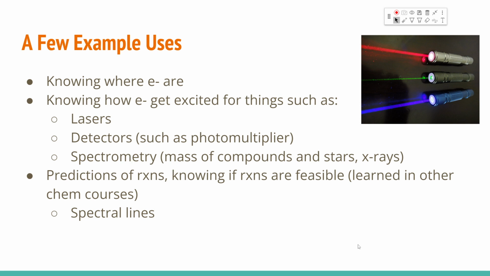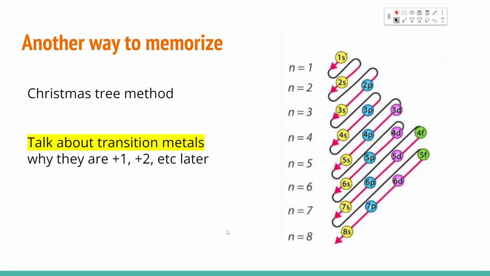So you'll learn why electron configuration is a thing, again, depending on what courses you take in college. A lot of it is interesting, like in terms of predicting reactions, because then you can see what compounds are formed and all that stuff. It's actually really interesting for research purposes.